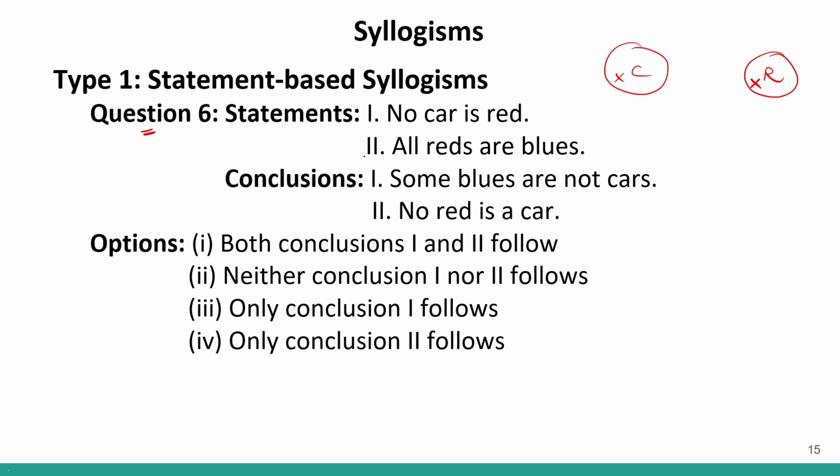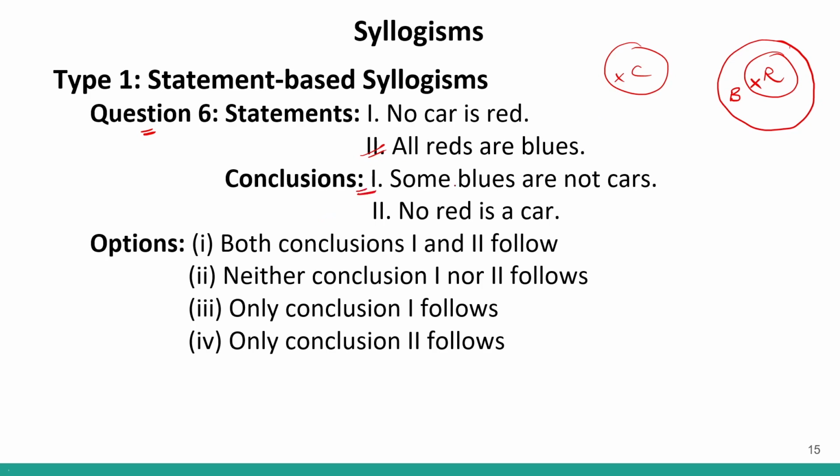And it is given to us in statement 2, all reds are blues. So, all reds are blues will be denoted like this. This will be my Venn diagram. Car and red will not overlap and all red are a part of blue. Based on this Venn diagram, let us look at the conclusions.